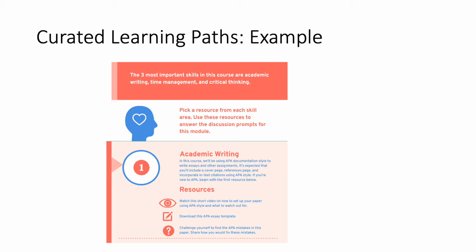And so what's great about this example is that, in this particular infographic, they're introduced to academic writing, and then they can pick the particular resources that are going to suit their learning preferences and needs, perhaps based on the general skills assessment. So they can decide to watch a short video, download an essay template. If they're feeling pretty confident and want to level up, then they can challenge themselves to find APA mistakes in a paper and share how they would fix those mistakes, and then relay those learnings to their peers in the course.